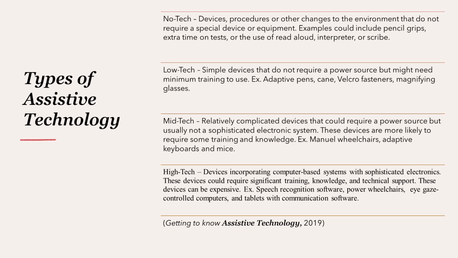High-tech are devices that incorporate computer-based systems with sophisticated electronics. So these devices could require significant training, knowledge, and technical support. These devices can also be expensive. So we're talking speech recognition software, power wheelchairs, eye gaze controlled computers, and tablets with communication software.